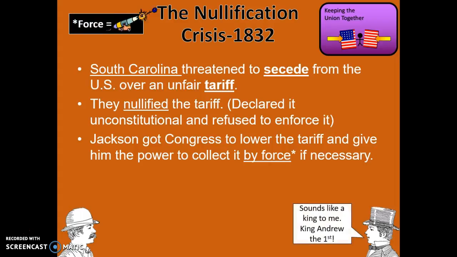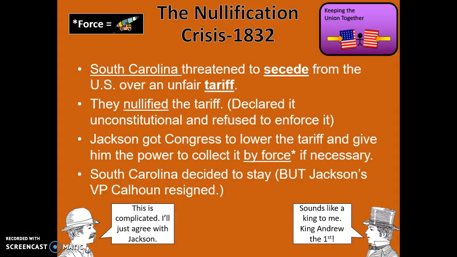Now, this kind of sounds like the beginning of the Civil War, but it's not, because it's only 1832. So what happens? Well, Henry Clay, whom you all know from the election of 1824, comes up with a compromise, and South Carolina decided to stay. But Jackson's own vice president, John C. Calhoun, resigned. He couldn't stand being part of an administration that was all about federal power. He believed in states' rights, so he's out of there. Sounds kind of like a precursor to the Civil War, or maybe a foreshadowing. Because do you remember what the first state to secede during the Civil War was? Yep, you guessed it, South Carolina. But things had calmed down. They reduced the amount of the tariff.